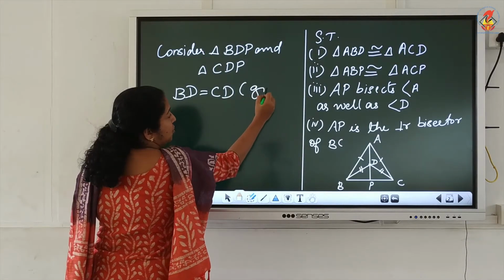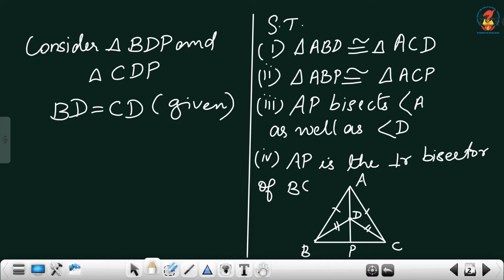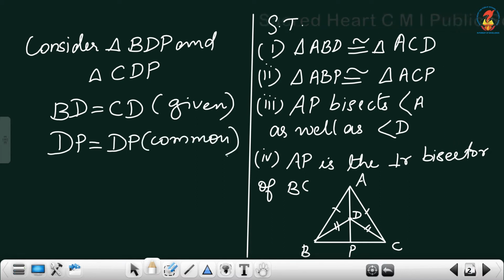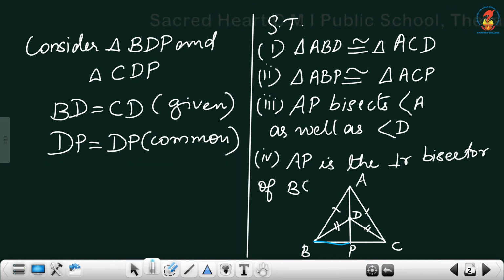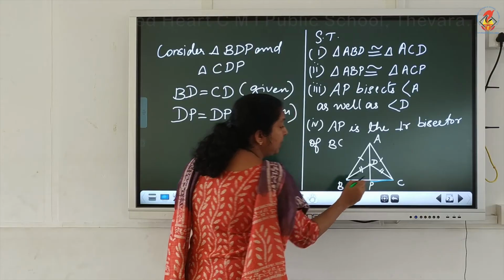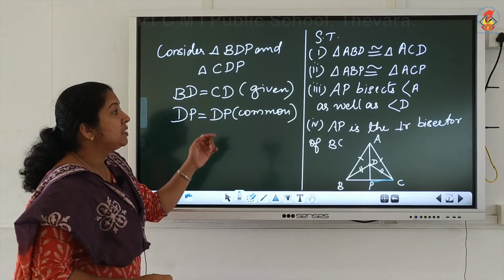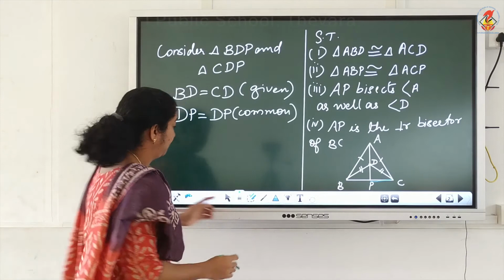BD is equal to CD, given. Which is the next one? DP is equal to DP, common. And the third one, what we can say is, these two are equal. BP is equal to CP using CPCT in 2.